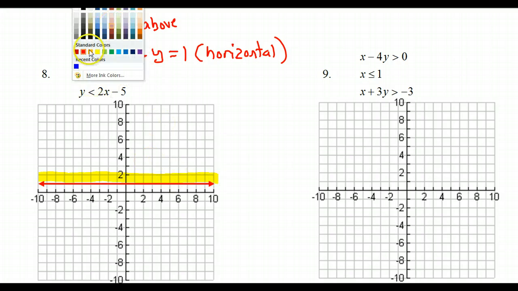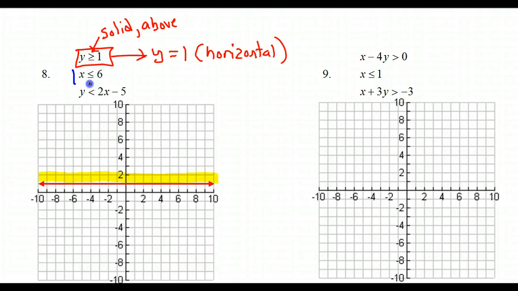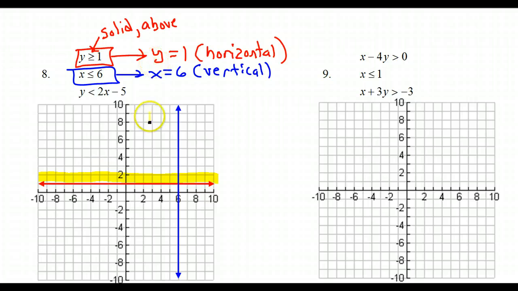Similarly, the next one, this little guy, you think about the line x equals 6. And hopefully you remember that x equals a number is always a vertical line. So it should be like right here. It is also solid because it's or equal to. Now, because this is less than, normally we would be thinking below.